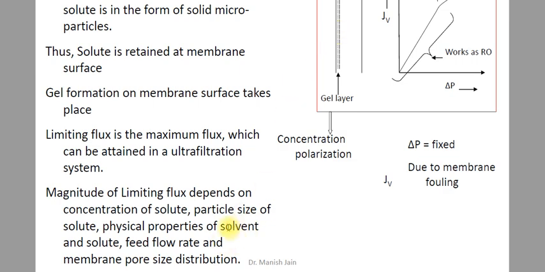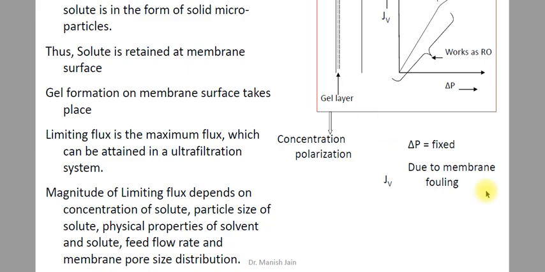So limiting flux depends upon properties of the solvent and solute. It may again depend upon the flow rate, like the concentration polarization. If the flow rate is high, then the particles start to be removed due to the turbulence on the feed side, in the feed stream. If the flow rate is low, then particles start to accumulate on the surface.